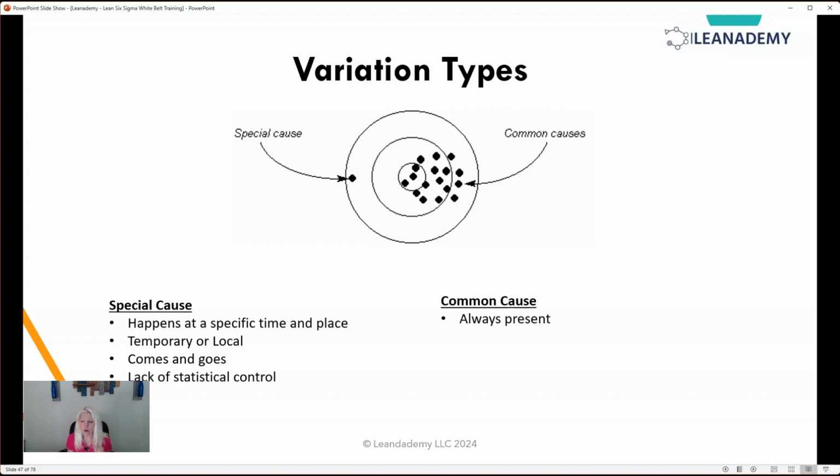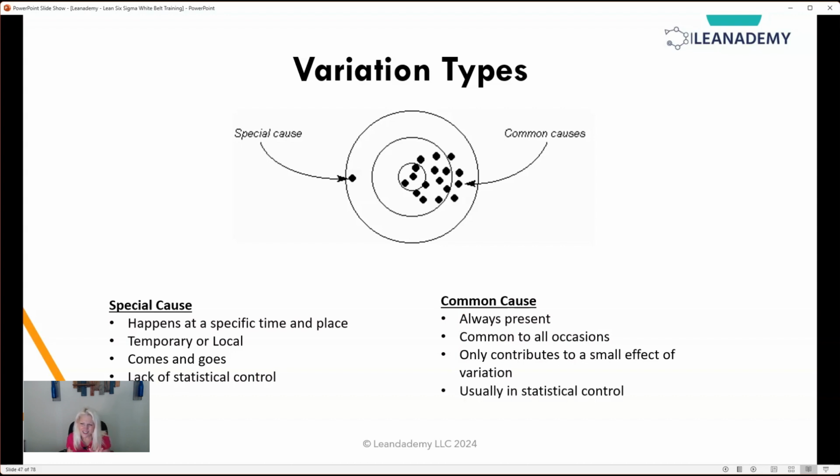A common cause is always present, right? It's something that's always there causing issues, and this could be multiple data entries into different systems, like manual inputs, manual data that's not standardized. So it's common to all locations, and it only contributes a small effect of the variation, and it's usually in statistical control.